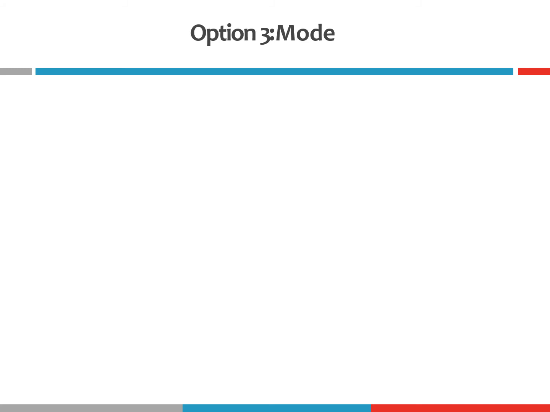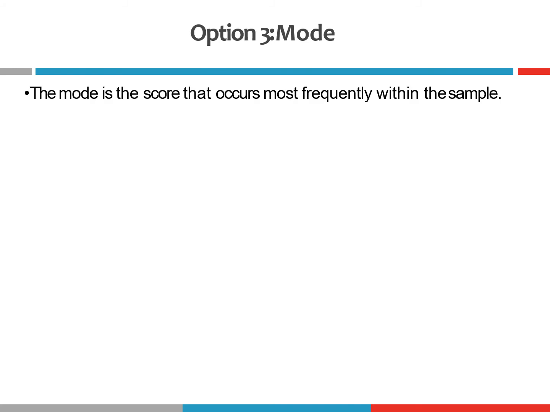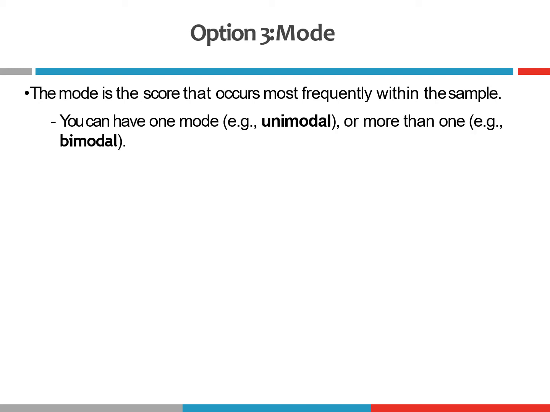Okay, and we have one more option in terms of the kind of averages that we can compute, and that is the mode. The mode is the score that occurs most frequently within a sample. It's possible to have one mode, in which case your distribution would be unimodal, or more than one. So for example, if you had 2 modes, your distribution would be bimodal.